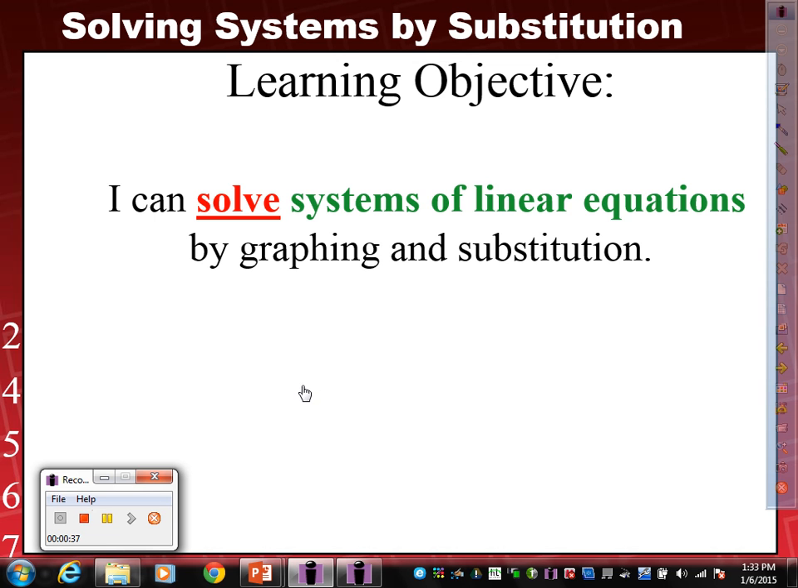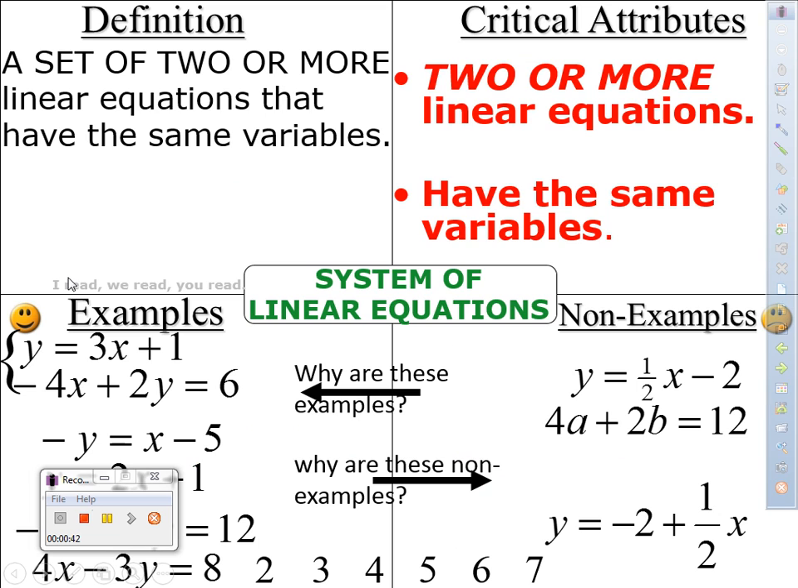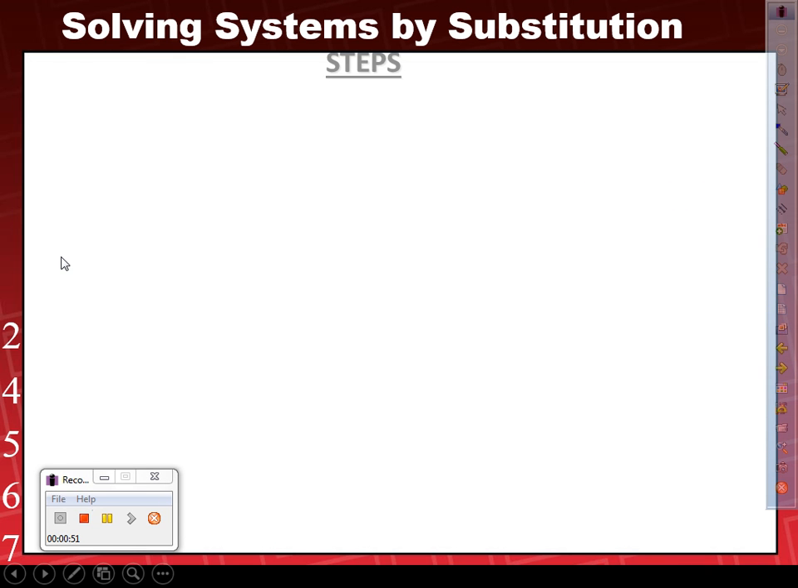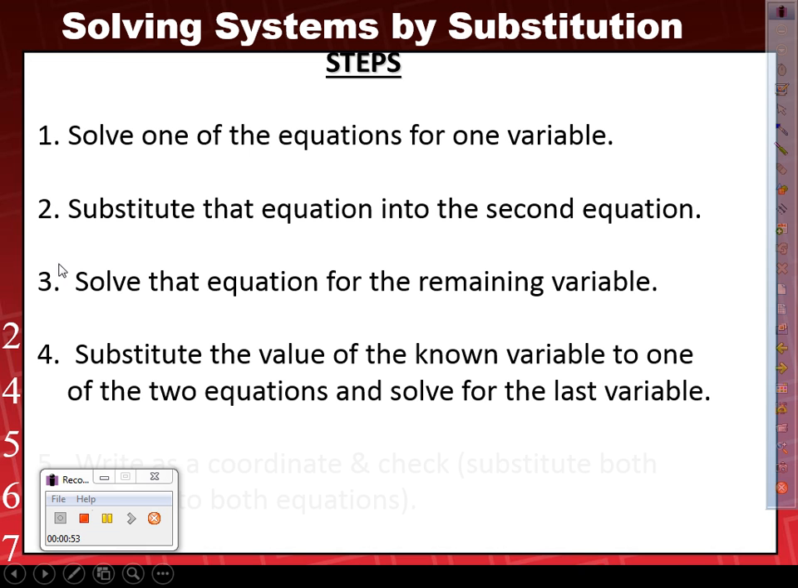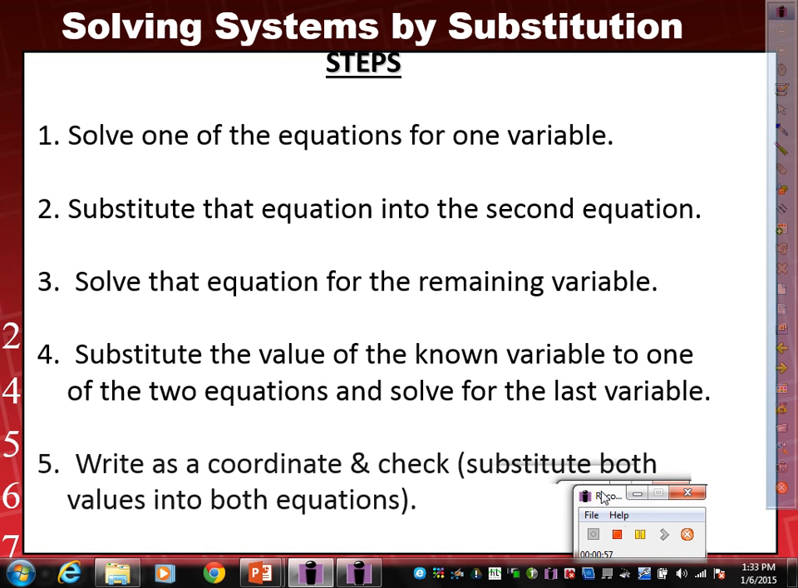We don't need a Frayer model because yesterday we already covered what systems of equations were, right? We know that they are two or more linear equations and they need to have the same variables. So we do need steps. Make sure you get your wrist loose. It's 5 simple steps. Copy those, please.